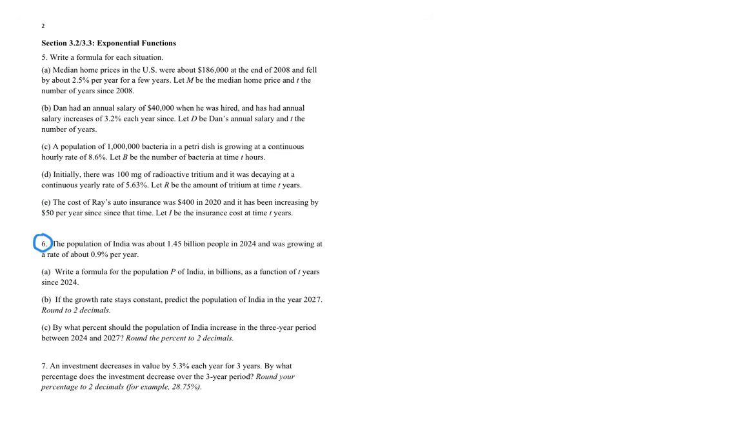Okay, number 6. The population of India was about 1.45 billion people in 2024 and was growing at a rate of about 0.9% per year. So this is per year and not continuous. So we're going to use our P times 1 plus R to the T equation. Our P here is 1.45 in billions. 1 plus R is going to be 1.009. Make sure you pay attention to decimals.